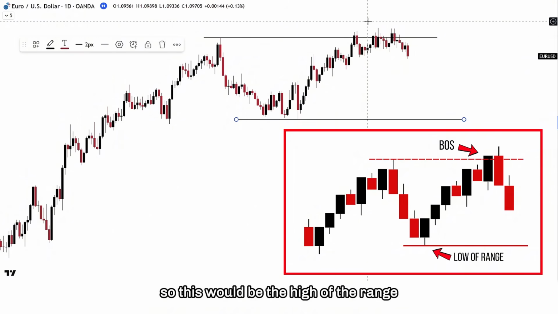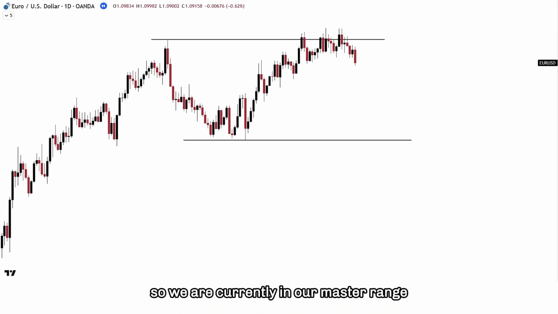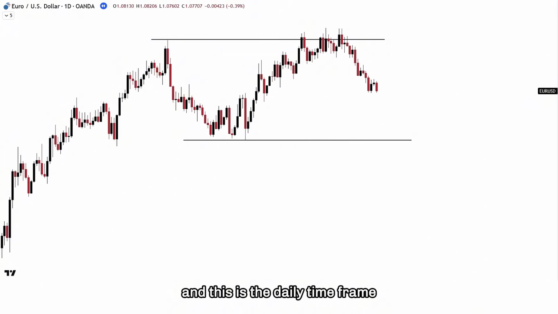So this would be the high of the range, this current new high, and this now would be the low of the range. So we are currently in our master range. And this is the daily time frame because this is the daily buys.